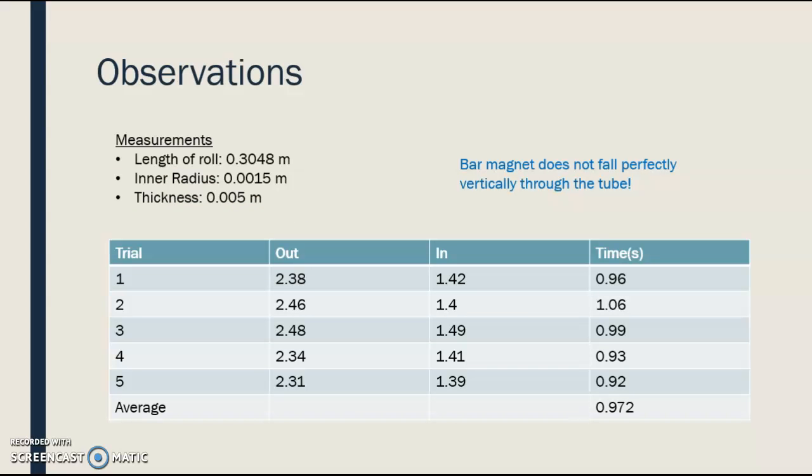So looking at my experiment, the length of the roll was about 30 centimeters with an inner radius of about 1.5 centimeters and a thickness of 0.5 centimeters. The magnet took an average of 0.972 seconds to fall through the roll of foil. And after observing my magnet falling through, I saw that it exits the tube at an angle, so as the magnet falls, it's not falling vertically through the tube.